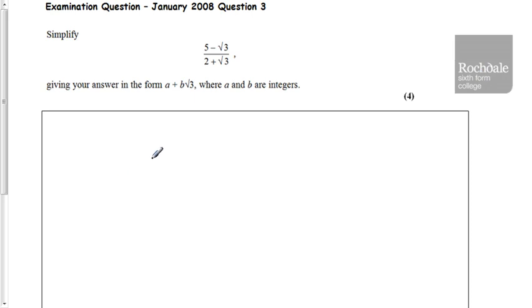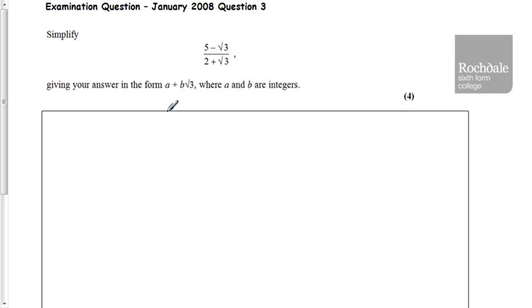C1 Algebra GCSE review. This is the exam question from the C1 January 2008 exam. This was question 3. We're simplifying a fraction which contains thirds in the denominator, giving our answer in the form a plus b root 3. So therefore we are rationalizing the denominator of this fraction. 4 marks on offer here.